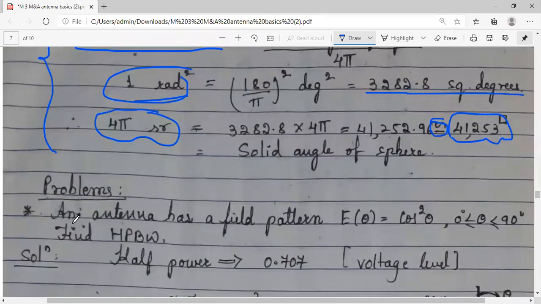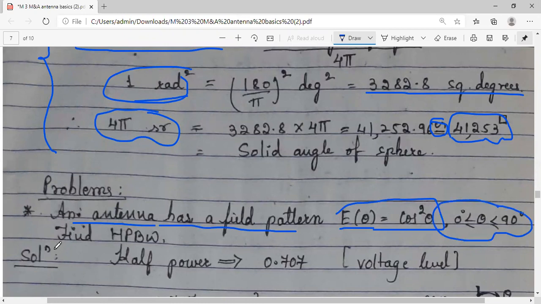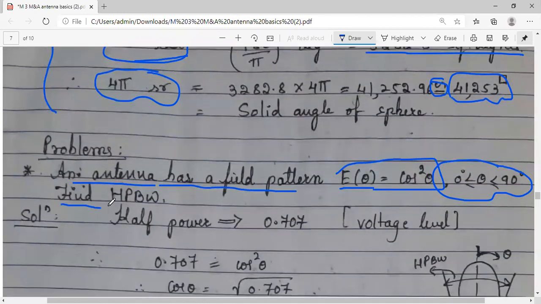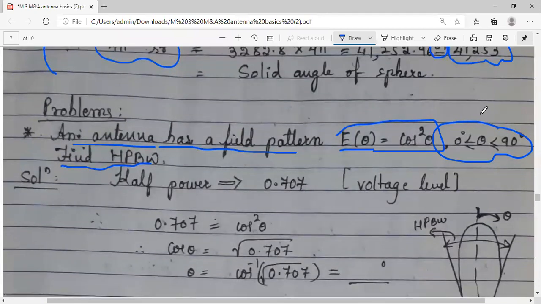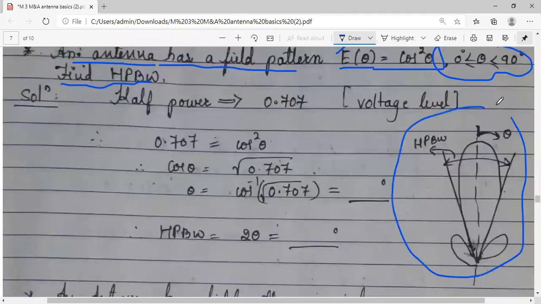Now talking about the problems. The first problem: an antenna has a field pattern E of theta equals cos square of theta. So the field is varying as cos square theta, and the theta angle is 0 to 90 degrees. The variation of the angle is also given to you, not more than 90 degrees. You need to find the half power beam width. This is the structure for your reference.